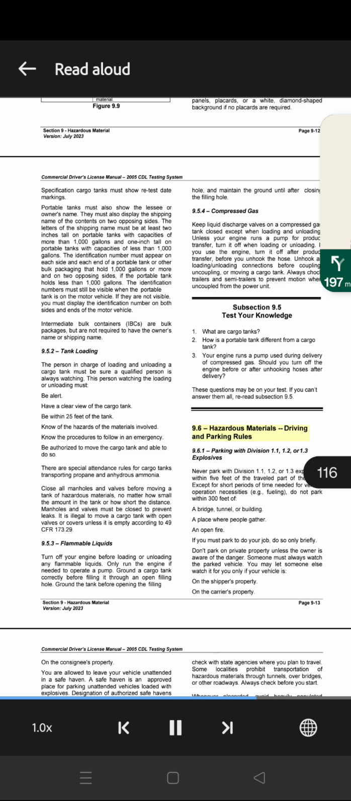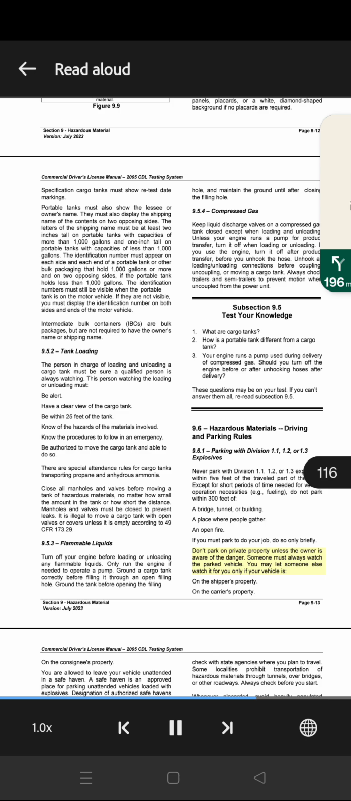9.6 Hazardous materials, driving and parking rules. 9.6.1 Parking with Division 1.1, 1.2, or 1.3 explosives. Never park with Division 1.1, 1.2, or 1.3 explosives within 5 feet of the traveled part of the road. Except for short periods of time needed for vehicle operation necessities, e.g., fueling, do not park within 300 feet of a bridge, tunnel, or building, a place where people gather, or an open fire. If you must park to do your job, do so only briefly. Don't park on private property unless the owner is aware of the danger.